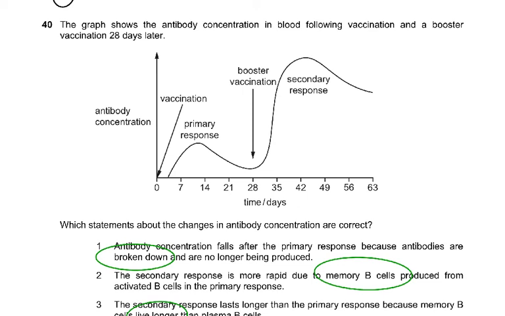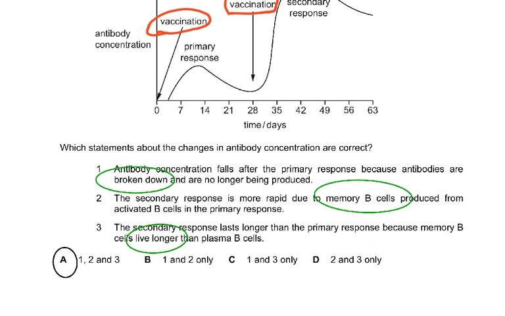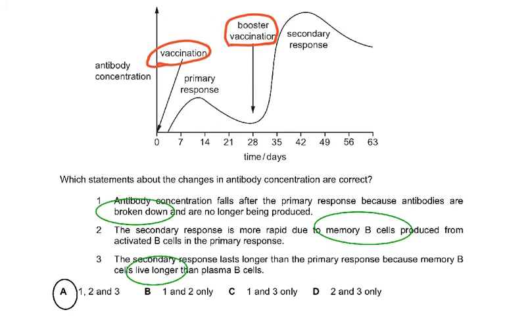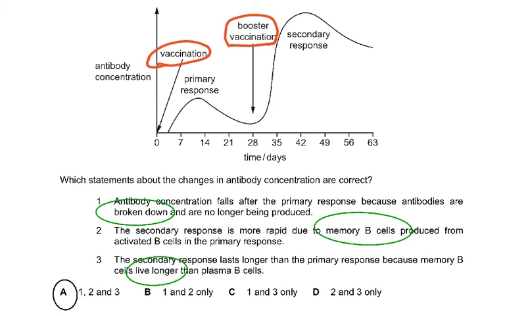So the graph shows the antibody concentration following vaccination. They've given you where the vaccination is taking place, where the booster vaccination is taking place, the time, and then of course they have given you this graph. This graph is a very typical graph for primary and secondary response, and I'm sure all of you remember this very well. And then it says which statements about the changes in antibody concentration are correct. So I'm just going to leave this graph on top and read this.